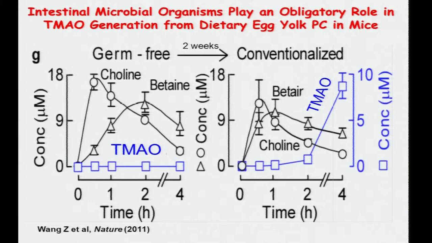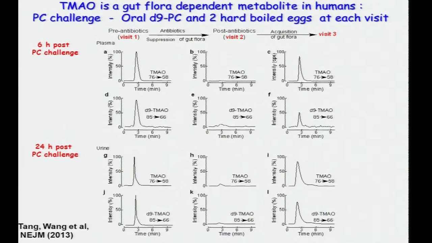Now, you've seen this slide shown throughout earlier today. But more recently, Wilson Tang and our group tried to extend these studies to humans. We used egg yolk, or two hard-boiled eggs, as the dietary source of phosphatidylcholine in subjects. At baseline, we would give them the hard-boiled eggs and then monitor for the appearance of this metabolite, TMAO, in the plasma and in the urine. We also gave them a capsule of synthetic isotope-labeled phosphatidylcholine where the N-methyl hydrogens were now deuterons, so we could show for certain that the metabolite we were measuring, TMAO, came from phosphatidylcholine, because there are many things inside of a hard-boiled egg besides phosphatidylcholine.